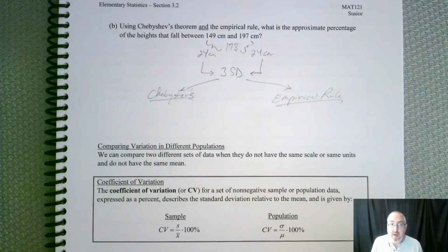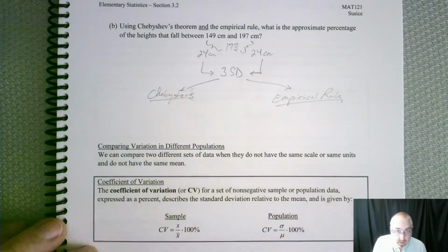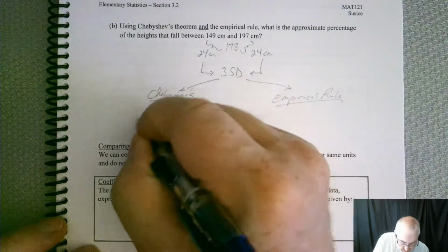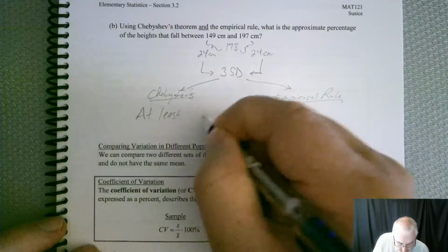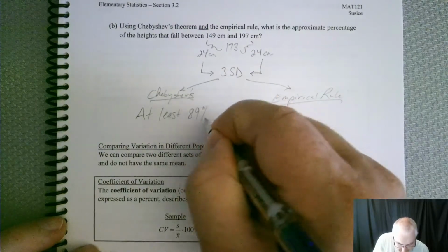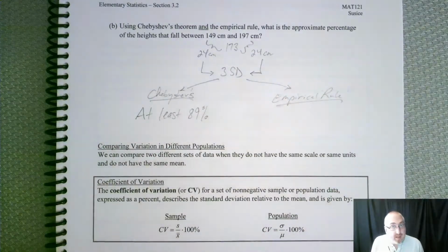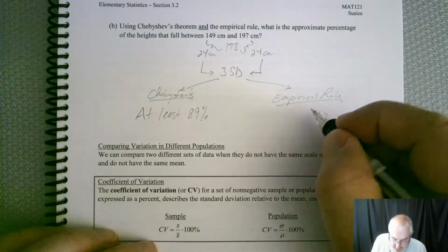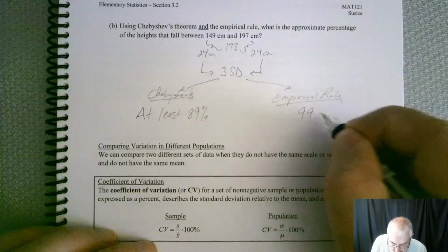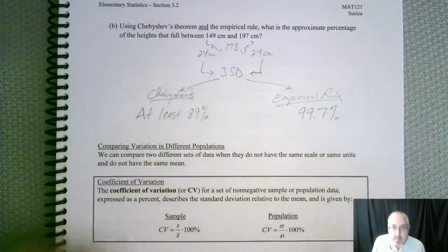So what does Chebyshev's say about 3 standard deviations away? How much of the data would have to fall in there? Don't forget the at least. 89% is right, but at least 89% is more right, for lack of better wording. So don't forget the at least. That's important. The empirical rule, well, that's just a flat out percentage, 99.7%. All right.